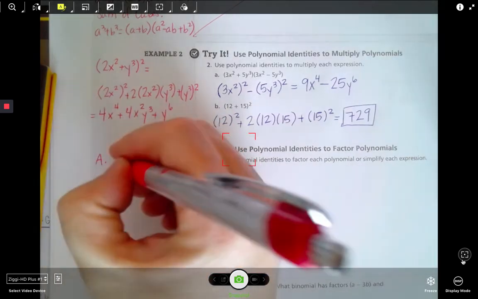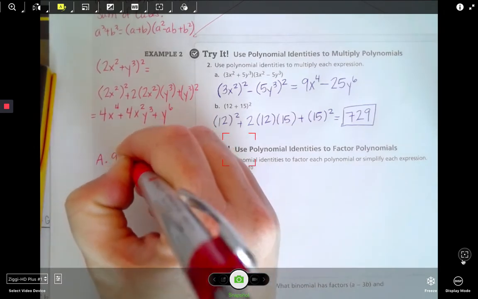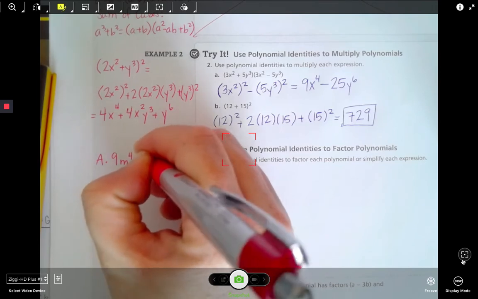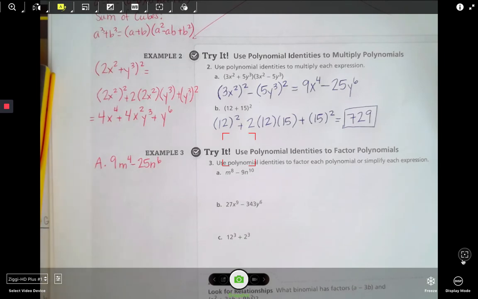The first one we're going to look at is 9m to the 4th minus 25n to the 6th. So this is where we have to decide, is this the difference? Well, I know it's a difference because it's subtraction, right? But is this the difference of squares or the difference of cubes?